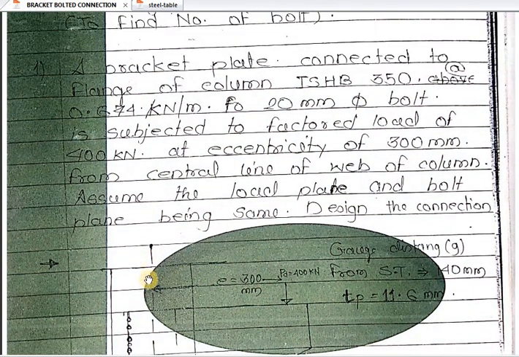Okay, so it is passing through the center line of this I section, and this eccentricity is measured from the center line of the I section to the point at which the load has been applied. So at an eccentricity of 300 mm from the center line of the web of the column, assume the load plate and the bolt plate are the same. That means this load will be directly transferred to the I section. So we have to design the sections.